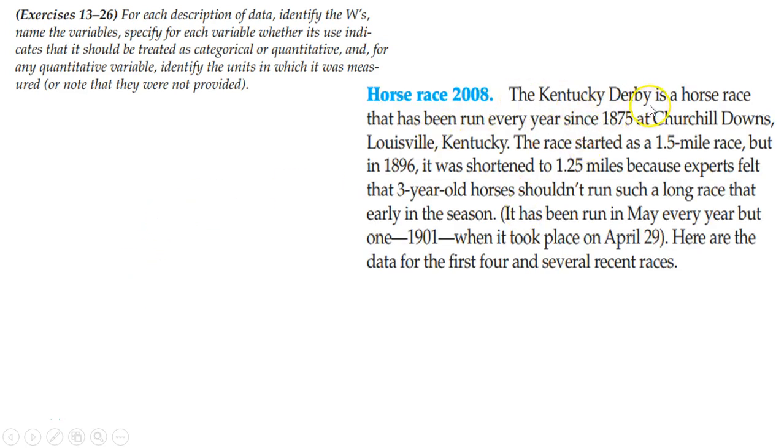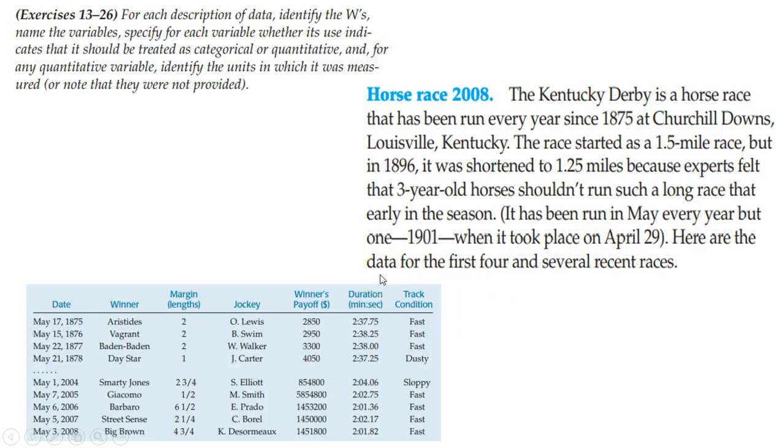Horse races. The Kentucky Derby is a horse race that has been run every year since 1875 at the Churchill Downs in Louisville. The race started as a 1.5 mile race, but in 1896 it was shortened to 1.25 miles because experts felt that 3-year-old horses shouldn't run such a long race that early in the season. It has been run in May every year but one, in 1901, when it took place on April 29th. Here are the data from the first 4 of those races.